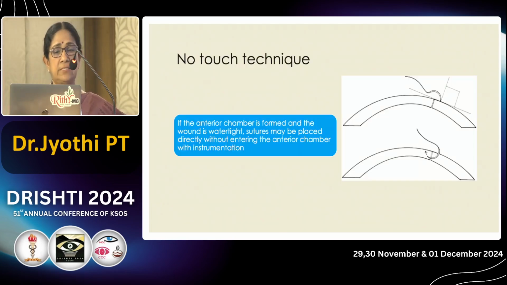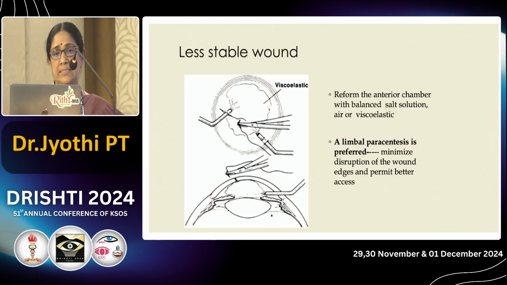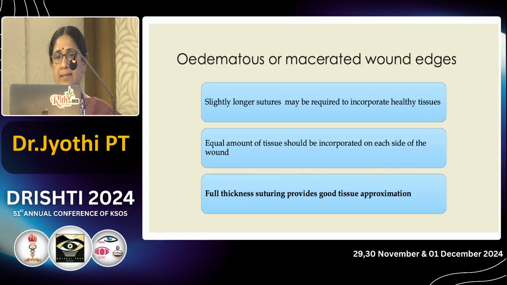If the anterior chamber is well formed and the wound is watertight, the sutures may be placed directly without entering the anterior chamber with instrumentation. Whereas in a less stable wound, you can reform the anterior chamber with balanced salt solution, air, or viscoelastic. A limbal paracentesis is preferred rather than disrupting the wound edges, and which can permit better access.